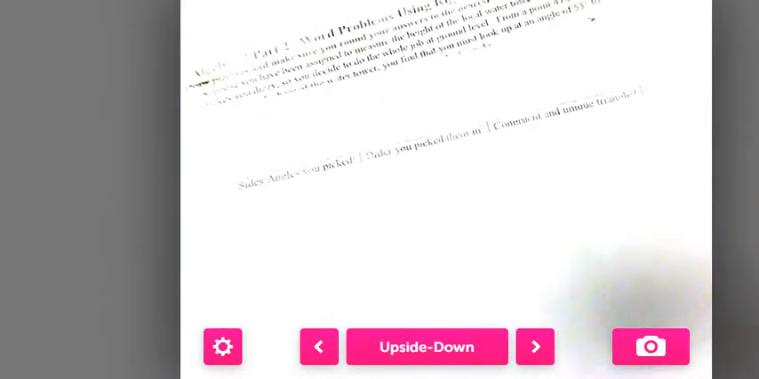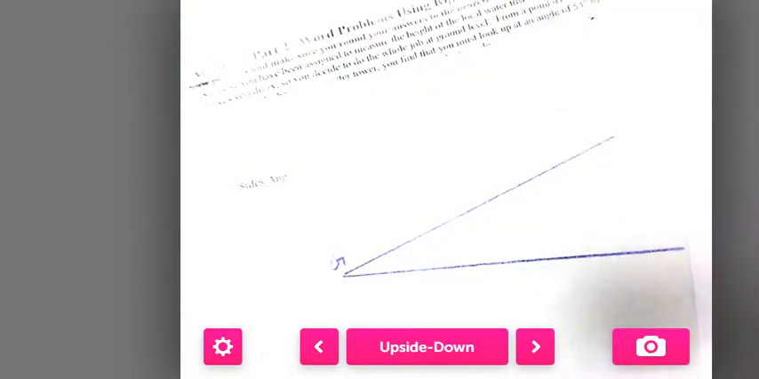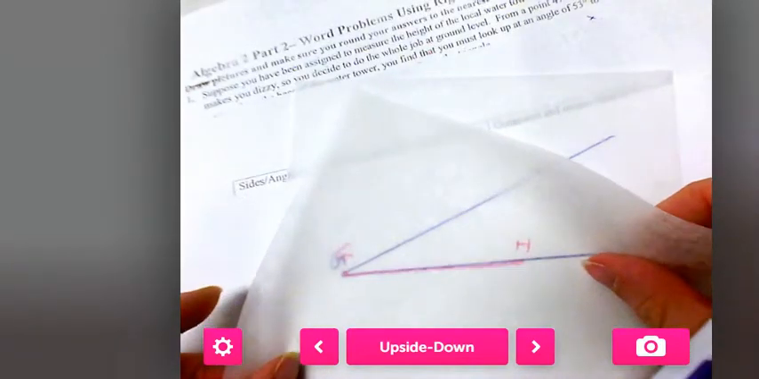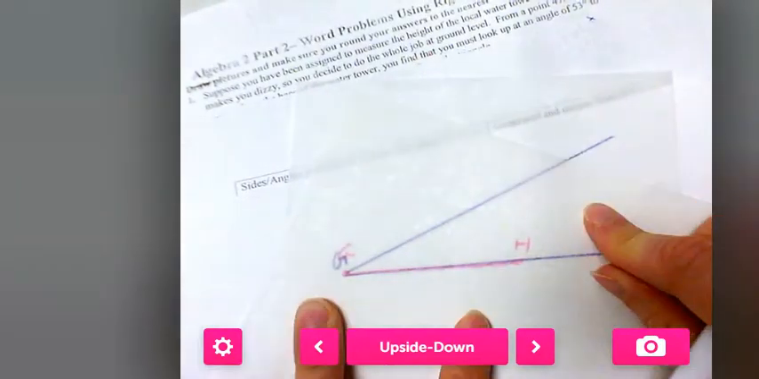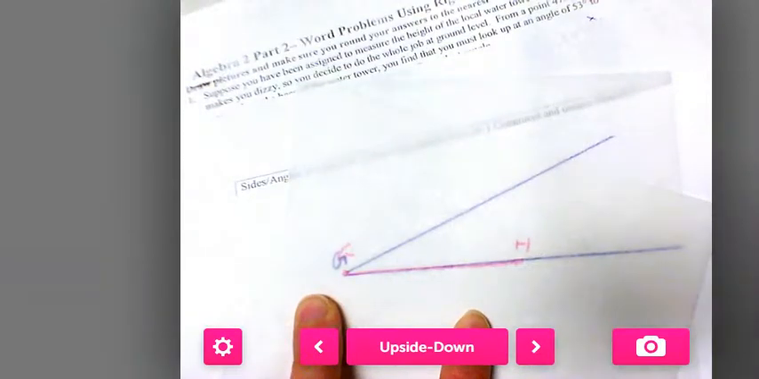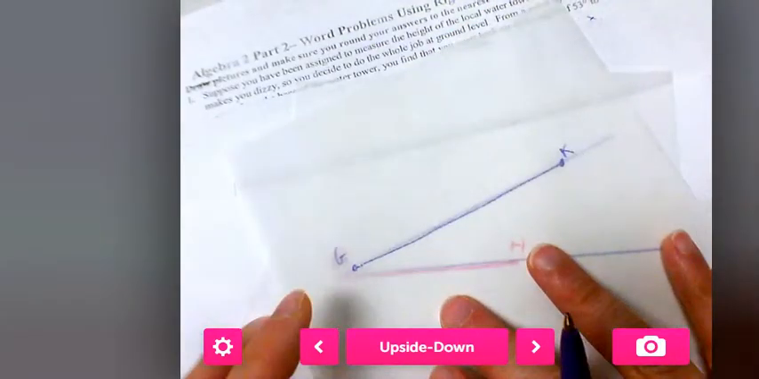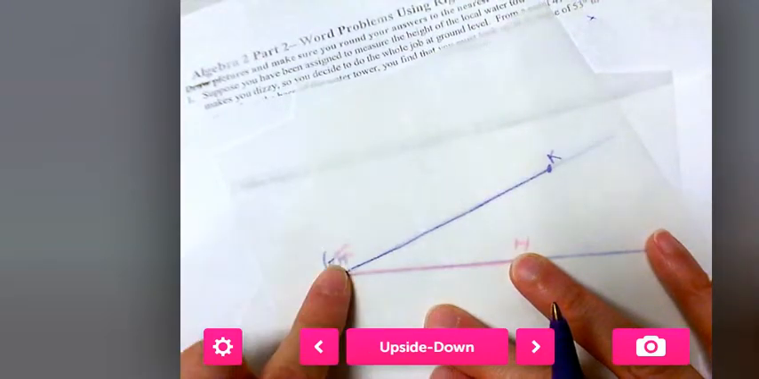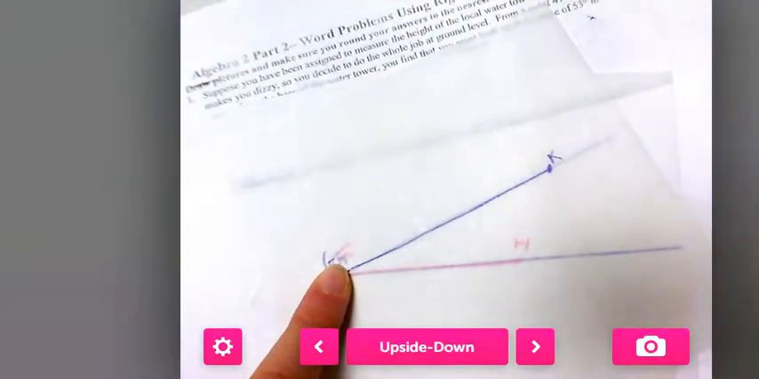So I've got my angle right here. That's G. I'm going to take GH, and I have to put G right there. And then I'm going to put GK, and I'm going to put it right there. Okay, so this point is where they meet. It's rigid. It can't be moved, correct?